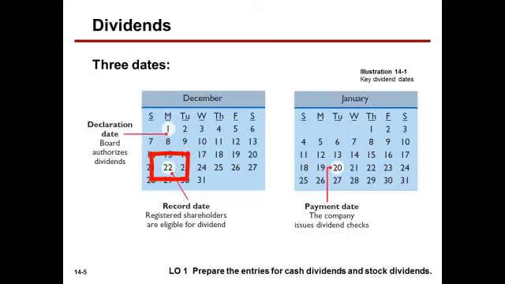Lastly, there's a payment date. In this case here, January 20th, where the company actually issues dividend checks in payment of the dividend, reducing cash and reducing the liability they established back on December 1st, the declaration date. The time frame seen here is typical. In fact, there could even be longer time frames between declaration, record, and payment date.